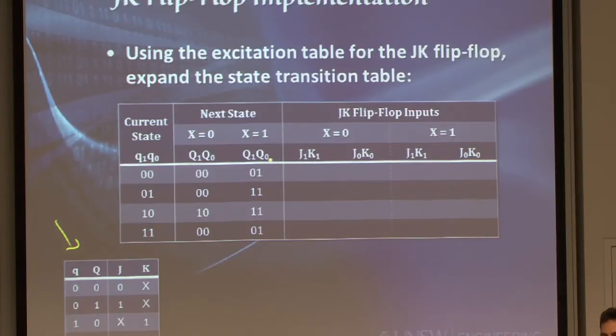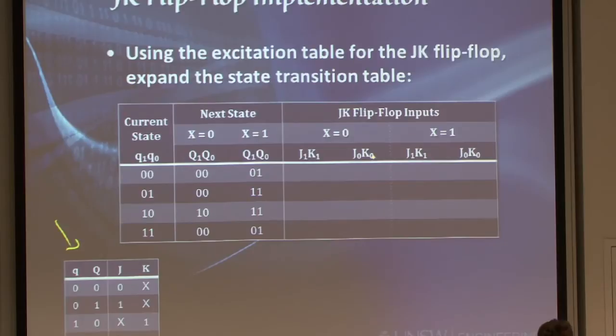So I have sort of two separate flip-flops here. One of them, in this case, will stay 0, the other one we need to change the current state for. And this is why we now have to have a few different columns.